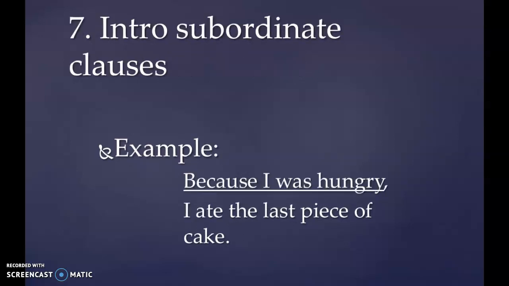Number 7 is introductory subordinate clauses. So remember, subordinate clauses start with subordinate conjunctions: after, although, as, because, before, if, since, that, though, unless, until, when, whenever, where, wherever, while. So here we have the introductory subordinate clause, "because I was hungry." You do need a comma after that introductory subordinate clause to separate it from the independent clause that follows, "I ate the last piece of cake."